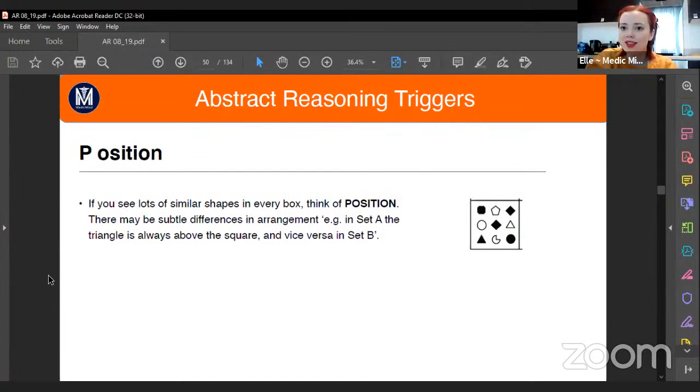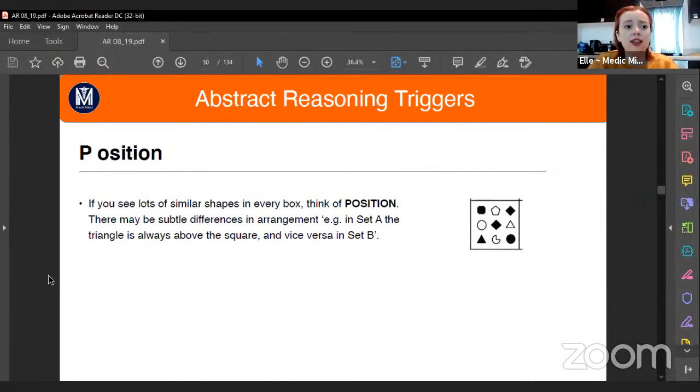Or if you've got a box like this with lots of shapes within it, I'm already thinking, is this position related? Because it could be that you've got, say, the circle above the triangle or the triangle above the circle. So you're looking at the position of the shapes. And with one like this, where you've got so many shapes, that's quite likely.